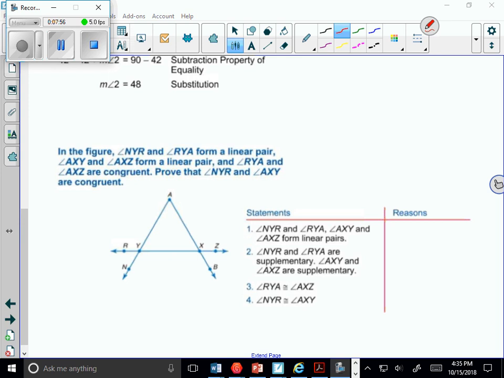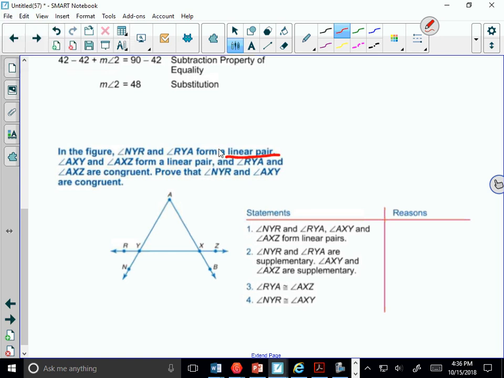So they give me in the figure NYR and RYA form a linear pair. I think this is a word that some of us forgot because we saw it in the last couple classes and everybody was a little confused about what that was. Remember linear pair, so if I'm looking at NYR and RYA, they are a linear pair. It means together they make a line, or another way that we have described those is they are supplementary.